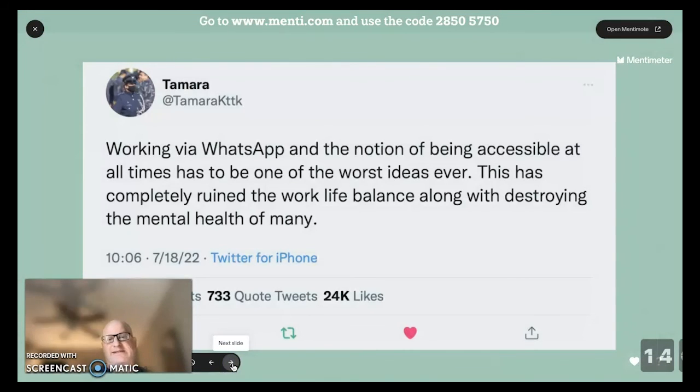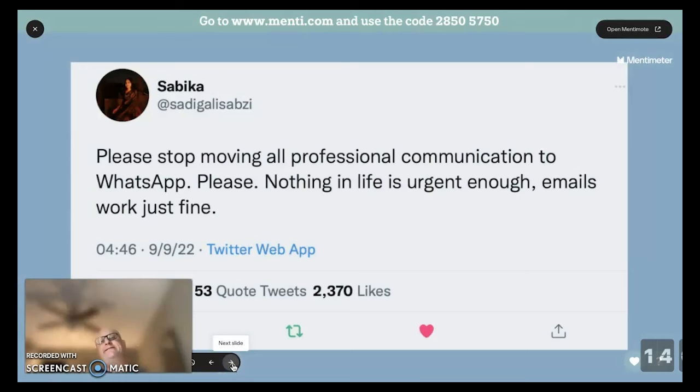These are examples that have come up in my feed on Twitter recently that speak about the pressure that WhatsApp can put on a person, that you're accessible 24 hours a day, that you're able to respond. I don't think that's a healthy approach for using WhatsApp in the project that we're doing with Honduras.